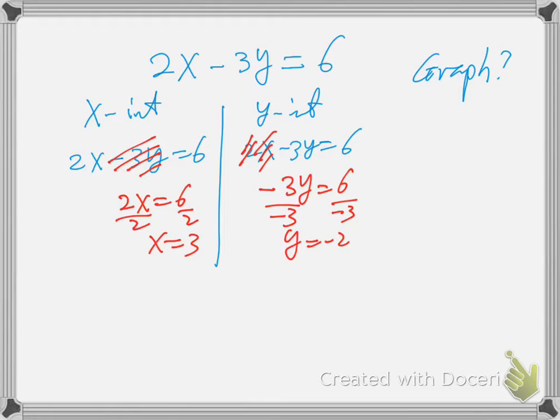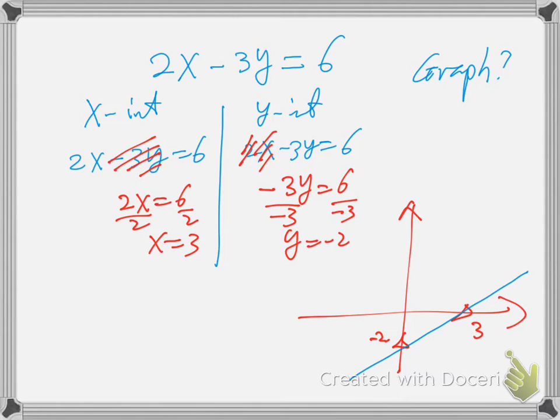Okay, and then we find these two intercepts. There are two points in the picture. So x is 3, so positive 3 here, negative 2 down here, so the blue line will be the graph. Any 2 points will give you a straight line.